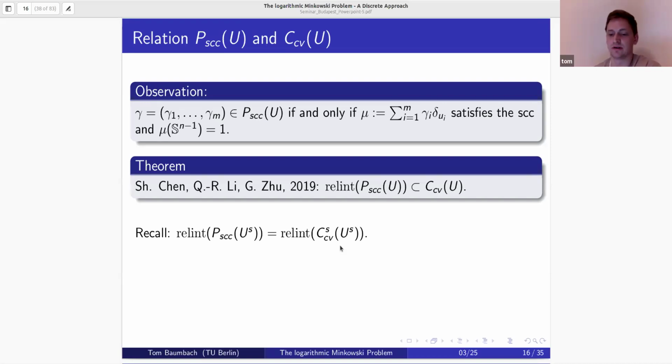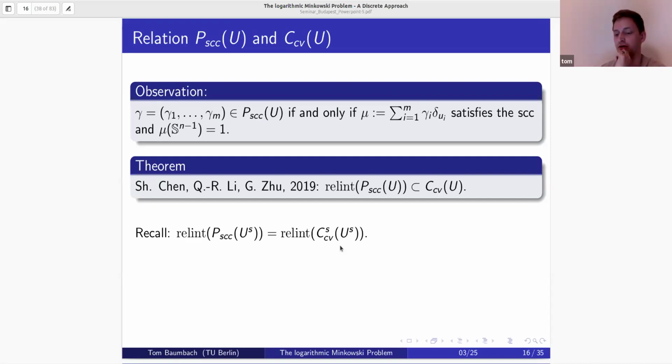Now, a theorem by Zhang, Li, and Zhu: they showed that the relative interior of the subspace concentration polytope is always contained in the cone volume set with respect to U. So if we have a vector gamma contained in the subspace concentration polytope, then there exists a convex polytope P such that the cone volume vector with respect to the polytope is equal to the vector contained in the subspace concentration polytope.